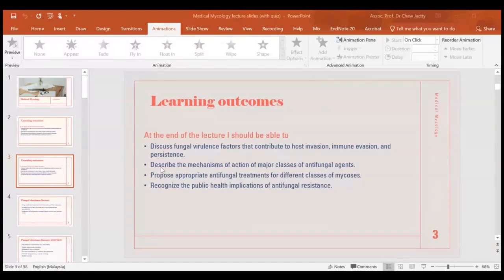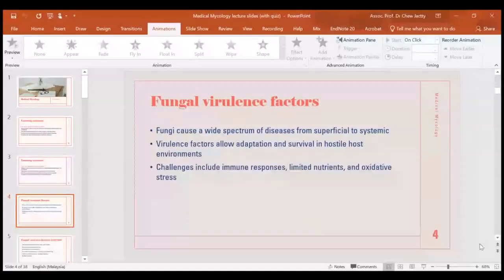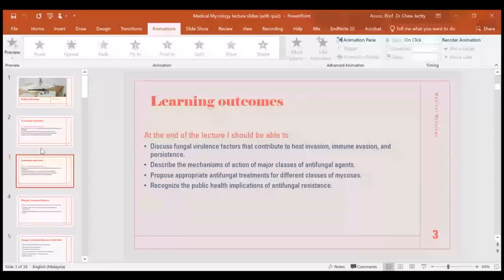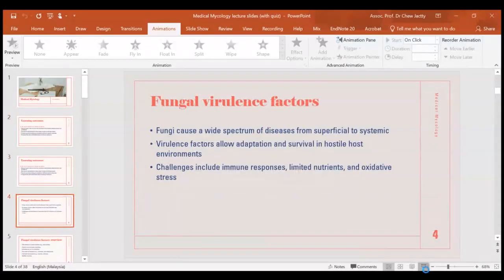Hang on, let me just see. The slide is not moving, is it? Okay, let me try again. If I stop sharing. Hang on, stop sharing. Let me try and share again. Alright. Oh, I have two learning outcomes here.